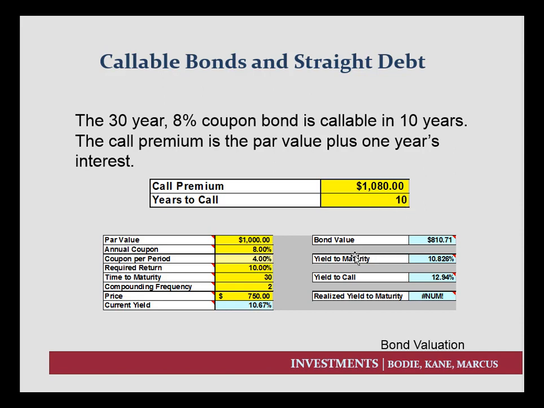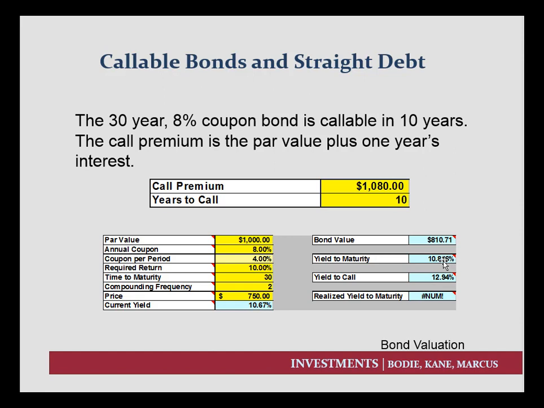When we do that, the yield to call is now 12.94%. So let's think about what this means for the investor. If you buy this bond today for $750, in 10 years, it's possible if interest rates fall far enough, the value of the bond will go up high enough that it will reach $1,080. If it would do that in 10 years, the company would call it, and if you still owned the bond, you'd earn 12.94%.